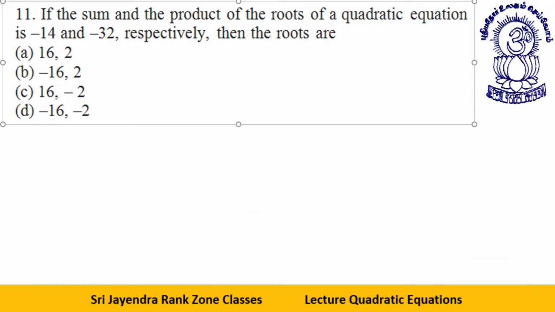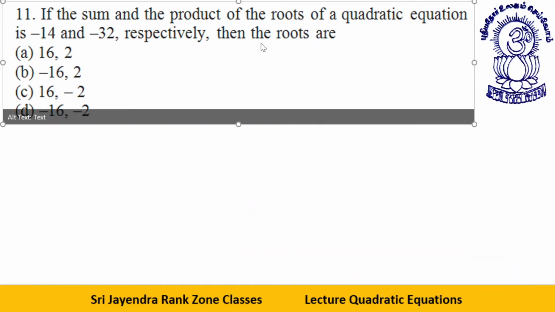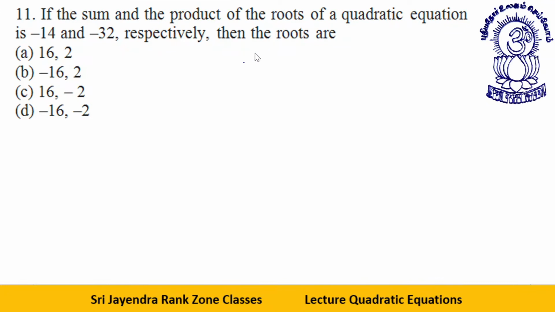If the sum and product of the roots of a quadratic equation are respectively given, then what are the roots? See dear students, what is given to you? Sum of roots is minus 14. I won't solve this equation, I'll just put it on the options. And product of roots is minus 32. From among the options, which option satisfies this?